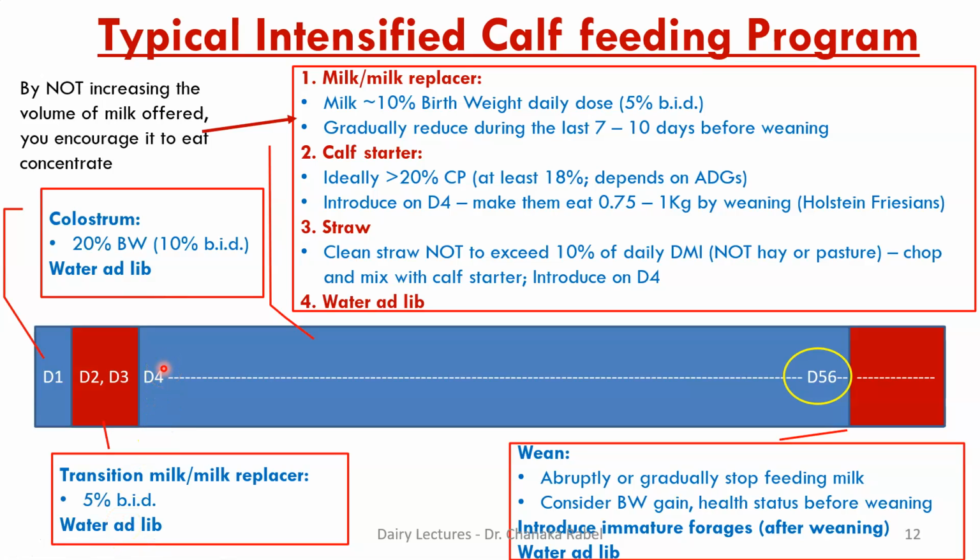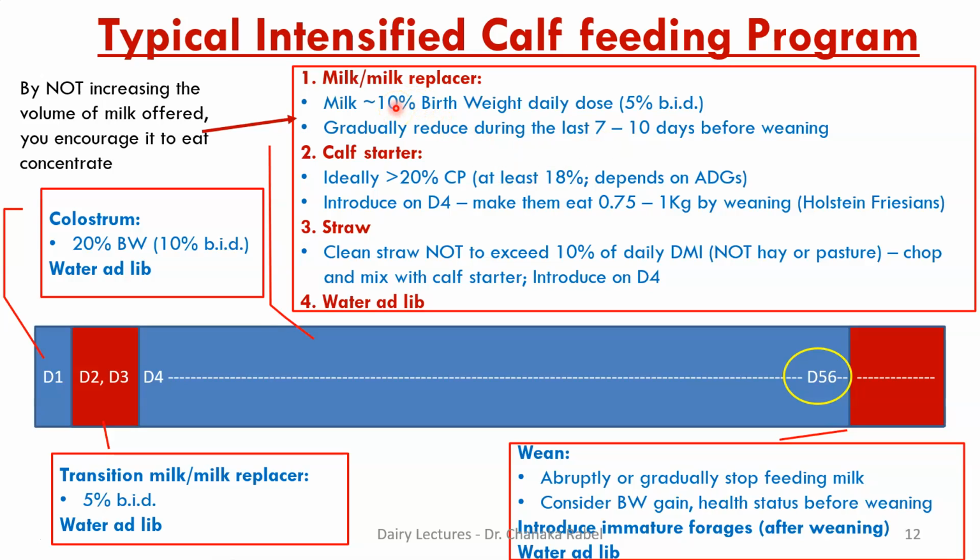And then from day 4 onwards, you do a couple of additions. So on day 4, you add straw and calf starter. So milk, same thing as day 2 and 3: 10% of birth weight. Notice birth weight, not body weight, which is 5% twice a day. And so starting from day 4, you do that throughout, and maybe during the last week or so, depending on the farm system, you can decide to gradually reduce this volume.